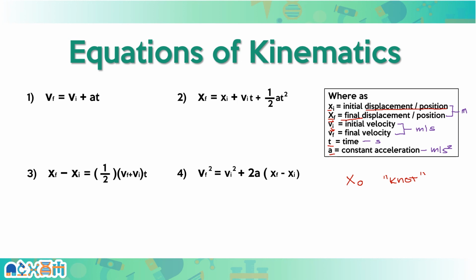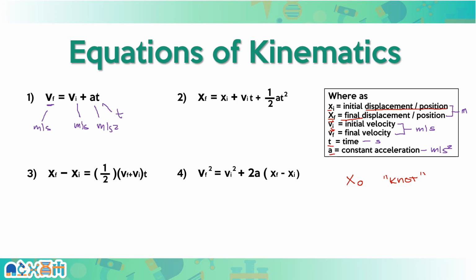Okay, so when we are trying to search for the final velocity, what we're going to do is to use the initial velocity, added with acceleration and time. So this is in meters per second, meters per second, meters per second squared, and then the time it took for that to happen.